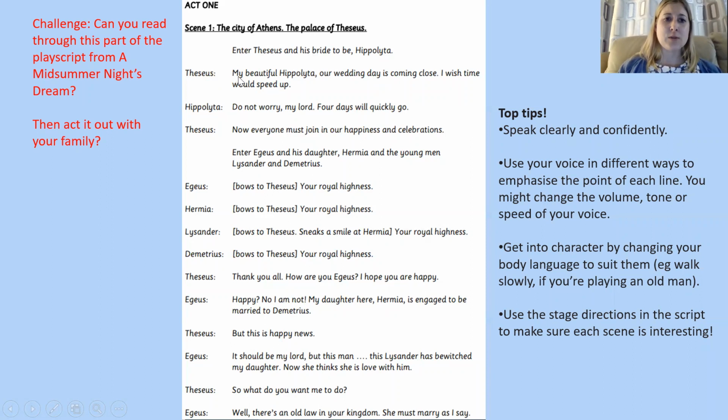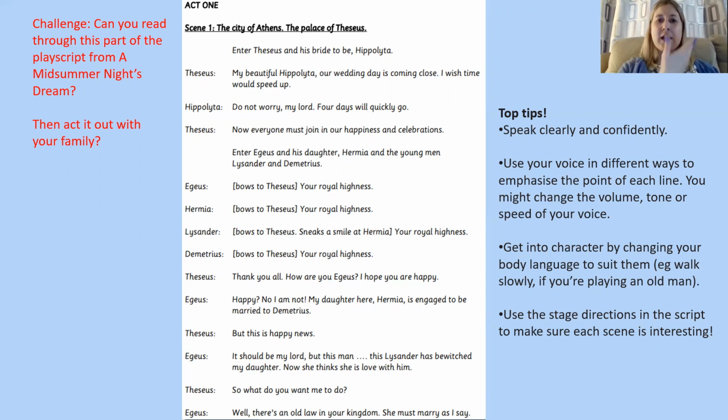Then Theseus will say, "My beautiful Hippolyta, our wedding day is coming close. I wish time would speed up." She's going to respond. So you want to have eye contact with the person that you're talking to. However, you want to be aware of your audience. So remember, we've been learning not to have our backs facing the audience because they won't be able to understand what's going on. It's important to project your voice so that your audience can hear you.